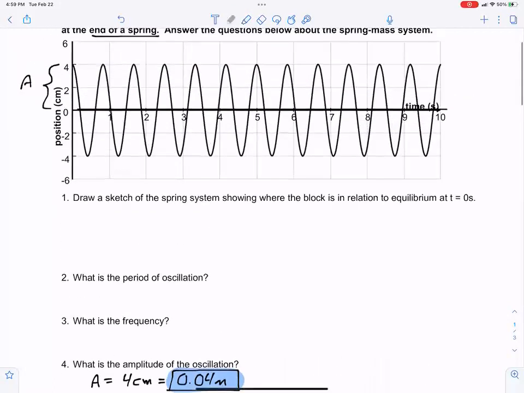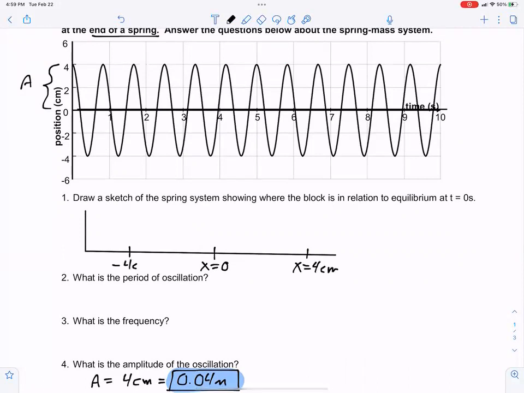Okay, so we could actually draw a sketch of this. So I'm going to draw a wall. I'm going to draw a horizontal surface. I'm going to let x equal 0 here. I'm going to let x equal positive 4 centimeters over here. And I'm going to let x equal negative 4 centimeters over there. At time equals 0, the block is at 4 centimeters. I should be able to stretch it all the way out, and the block would be placed right here at time equals 0 seconds.